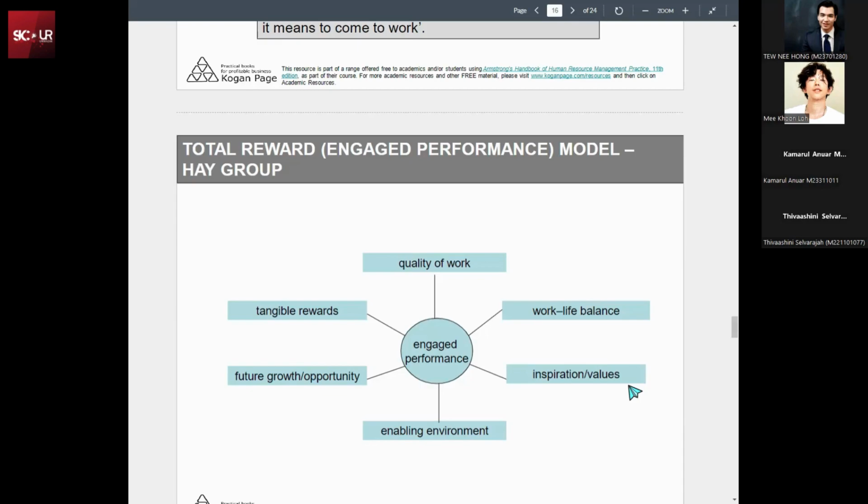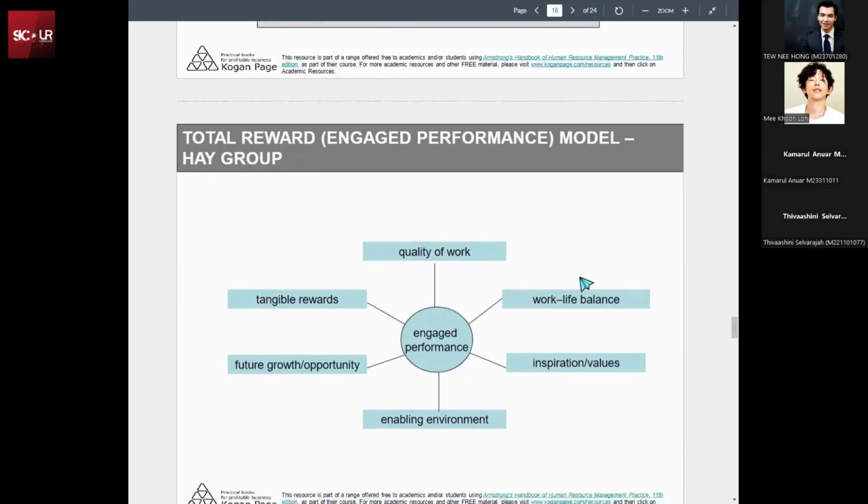Okay, the first model we call it as A group, engagement performance model. For A group, they only focus on engaging the performance. In their reward strategy, they must pull up the reward strategy to focus on quality of work. The quality of work, maybe the remuneration is more on appreciation, loyalty bonuses, something like that. Work-life balance, inspirational values, enabling environment, future growth, and tangible reward. This is the focus.